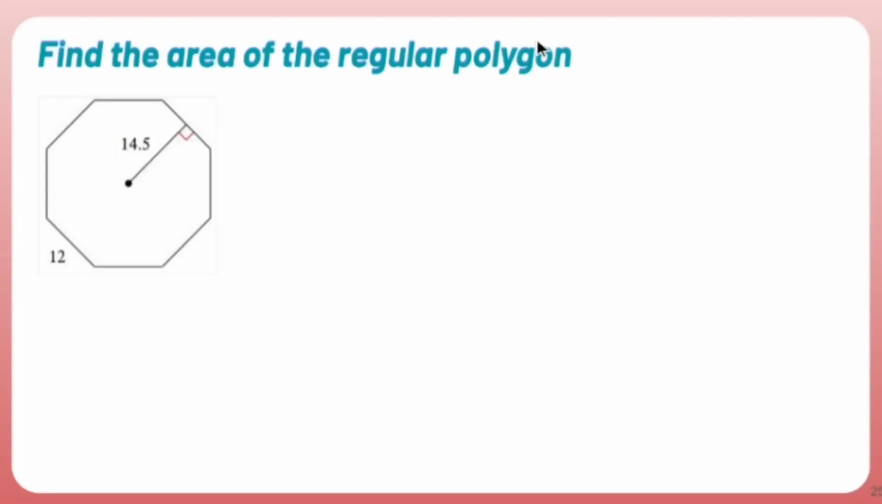Find the area of the regular polygon. All right, so the area of a regular polygon is found by multiplying 1/2 times the perimeter times the apothem.